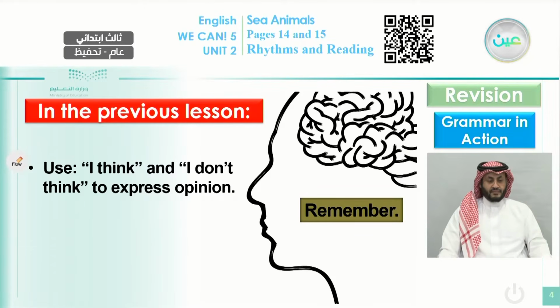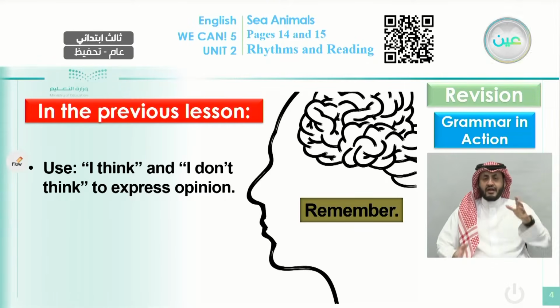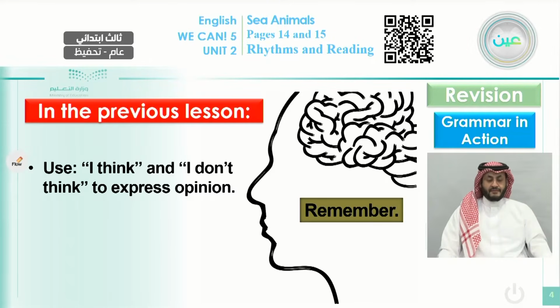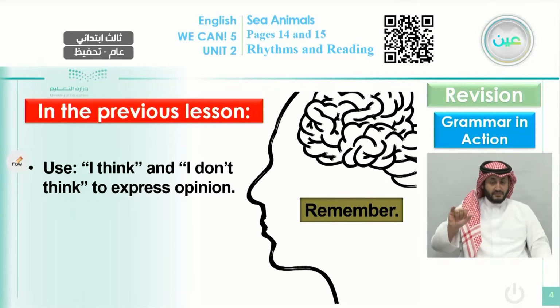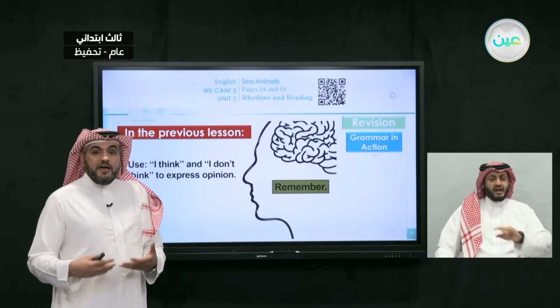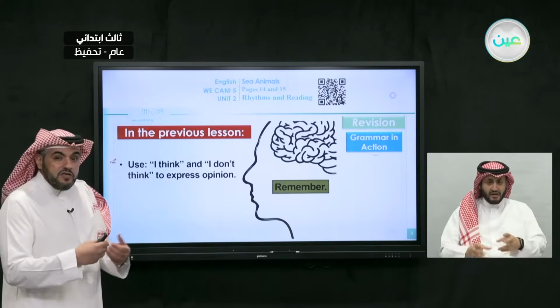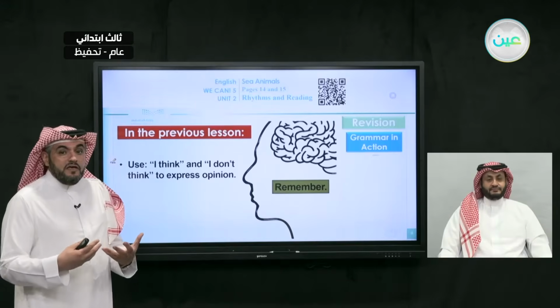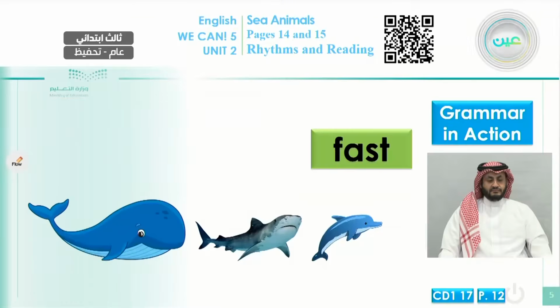If you still remember in our previous lesson, which was grammar in action, we studied how to use I think, I don't think. If you want to express your opinion, you are recommended to use a polite phrase saying I think, which indicates that you are telling your opinion. You are not telling facts. So when you say I think, that is indicating that you tell opinion. Okay, and how to use this?